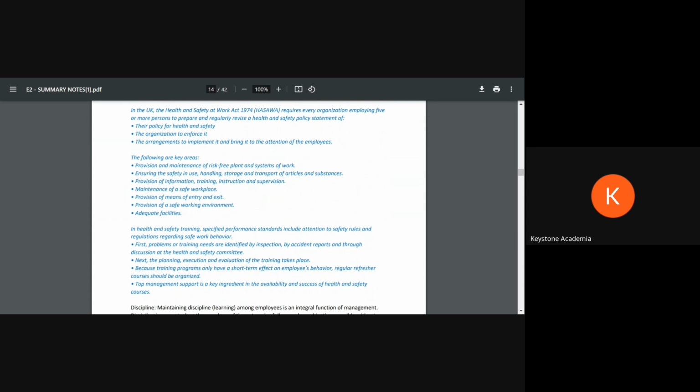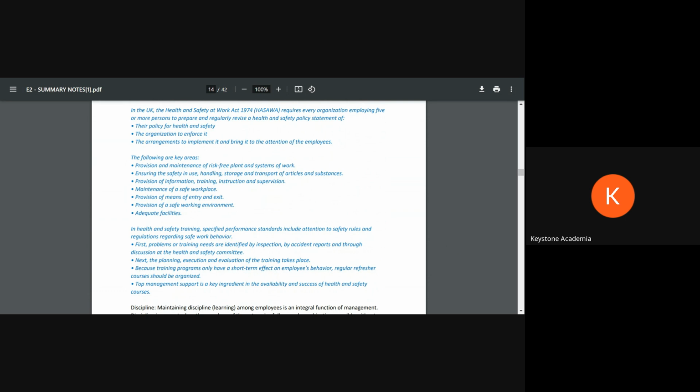The policy requirements: organizations with more than five employees must prepare and revise a health and safety policy statement. Those statements should cover a policy for health and safety, the organization to enforce it, arrangements for implementation, and employee notification. The key areas of focus should be safe plant and work systems, safe handling of articles, safe workplace maintenance, entry and exit, adequate facilities, and health and safety training, which emphasizes safety rules and regulations for safe work behavior, identifying problems and training needs through inspection, accident reports, and committee discussions, and the importance of top management support for successful implementation.